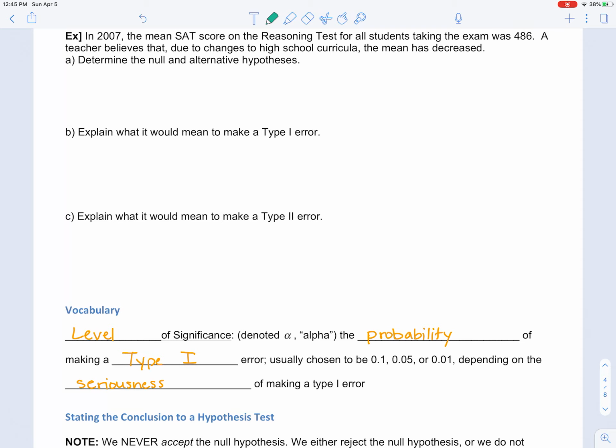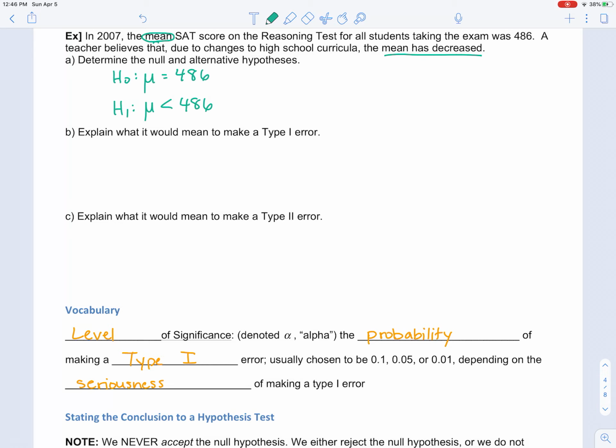In 2007, the mean SAT score on the reasoning test for all students taking the exam was 486. A teacher believes that due to changes to high school curricula, the mean has decreased. Okay, so once again, they're referring to the mean. So mu will appear in our hypotheses. The null hypothesis will be that the mean is still this old value that it was known to be, 486. The teacher believes the mean has decreased. That means our alternative will say that mu is now less than 486.